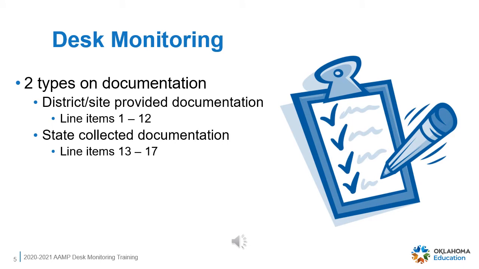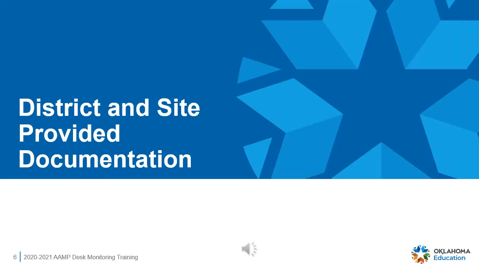The desk monitoring checklist is divided into 2 parts. The first part of the checklist is documentation you as a district will provide to our office. The second part of the checklist is comprised of evidence that our office will gather from Cognia, ACT, SAT, and we'll also look at IEP and 504 plans for students in your district as applicable through EdPlan. First, we will look at the documentation the districts and sites will provide.